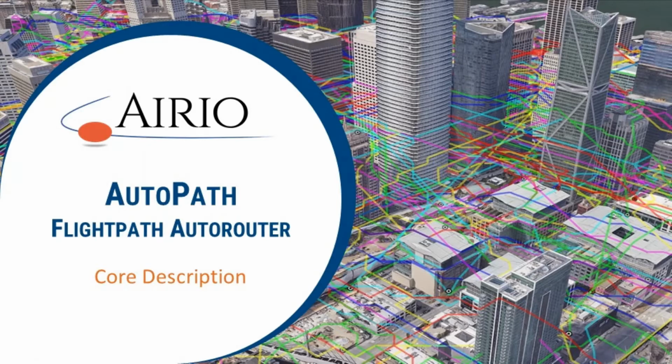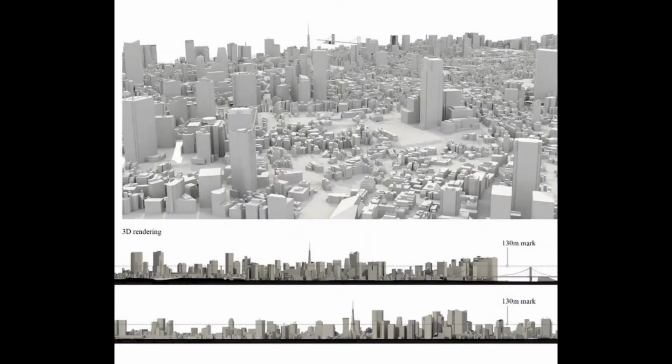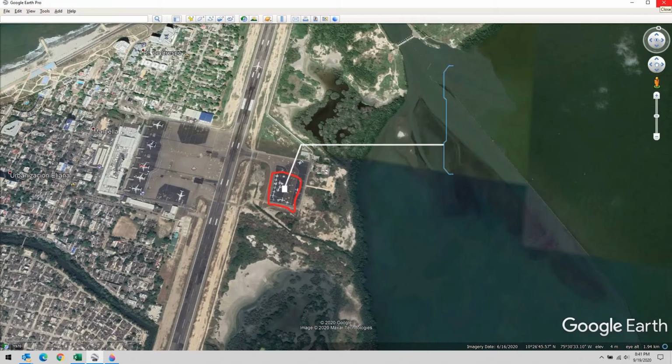First, we'll consider the AutoPath system so that we can see how it fits into the overall Veyron vehicle's TMS and eventual UTM systems. There are a lot of pieces to this, but today we'll focus on the four core elements. These are the navigation space model, pathfinding and auto-routing algorithms, how we use a geospatial cost function to optimize the path for the mission, and a couple of innovations we developed to support detect and avoid capabilities, something we call avoidance limits and multidimensional trajectories.